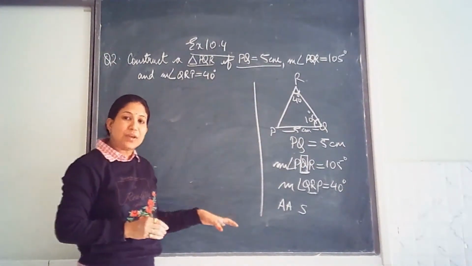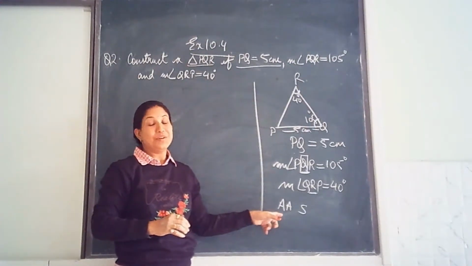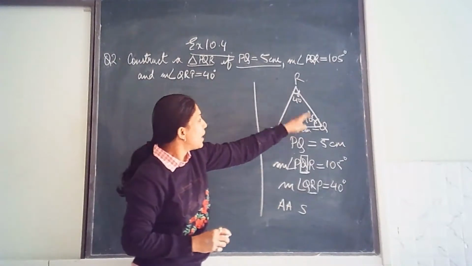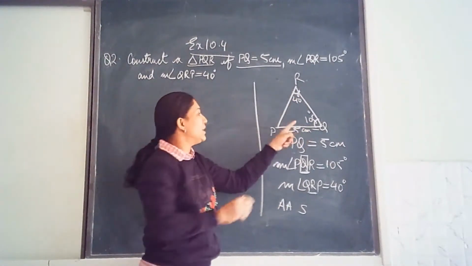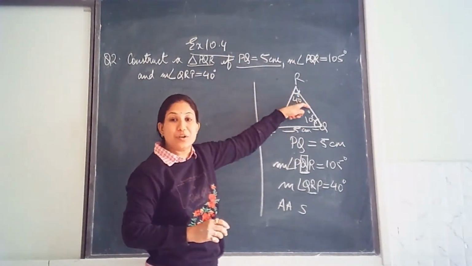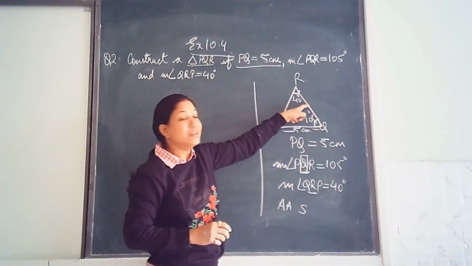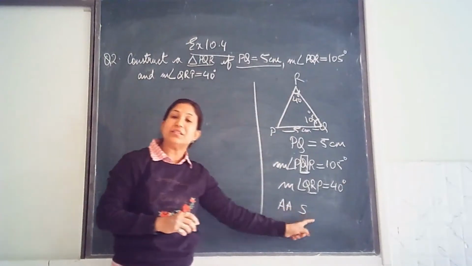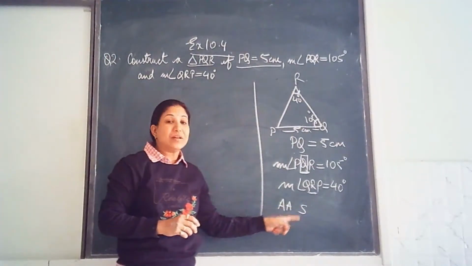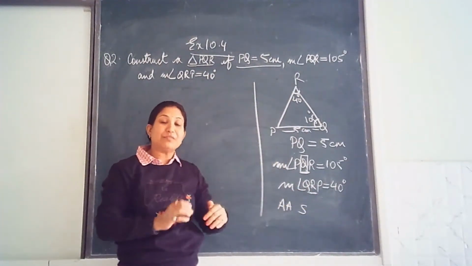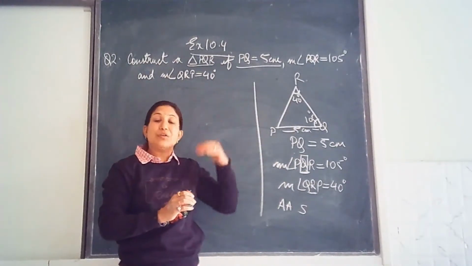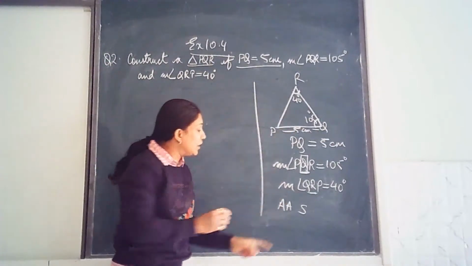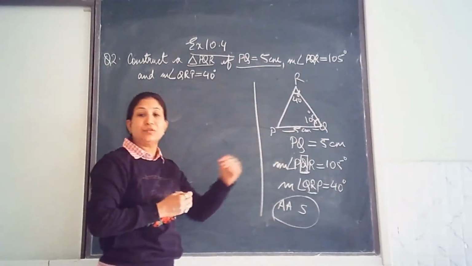Can you construct the triangle now? No. We still cannot construct this triangle. Why? Two angles are given. But see, this side is not included within the two given angles. The congruence criteria for angle side angle is that the two angles including the side of one triangle should be equal to the corresponding ones of the other triangle. So here we see that it does not obey. We are not comparing two triangles.